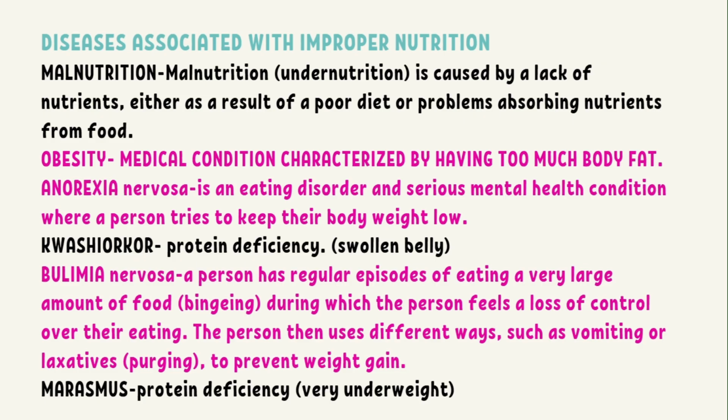Kwashiorkor you can pick out from a mile away because of the belly, even though they're so malnourished from not having enough protein, the belly is just big. And then marasmus, on the other hand, doesn't have a big belly, but they're very dried out and very underweight. Even the person who has kwashiorkor is also underweight, but they have the swollen belly as a characteristic. Let's just say that.